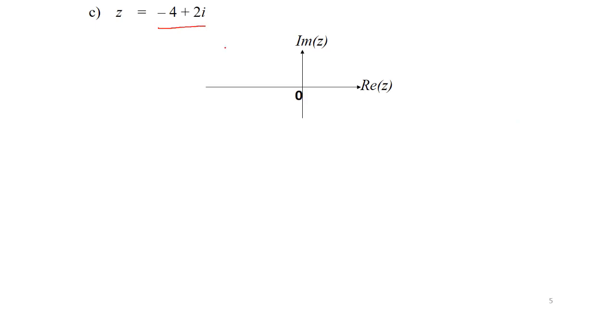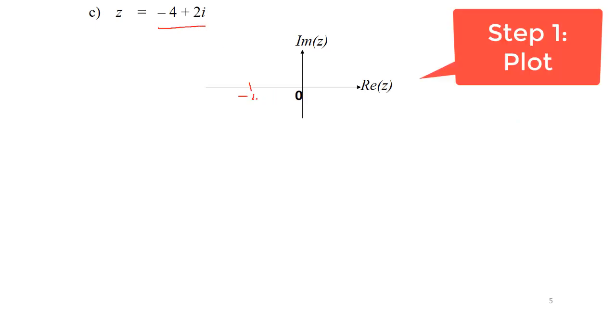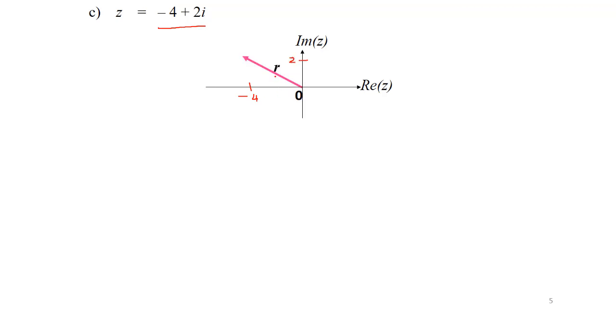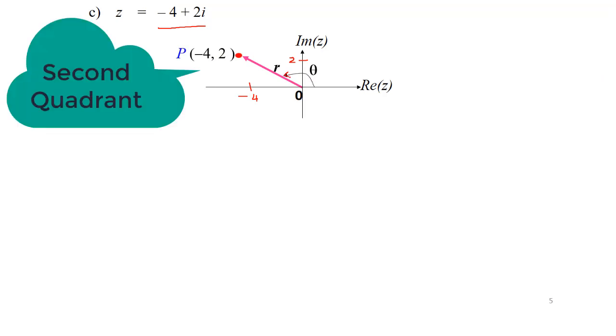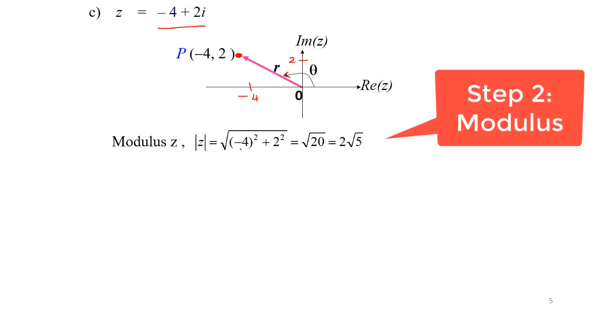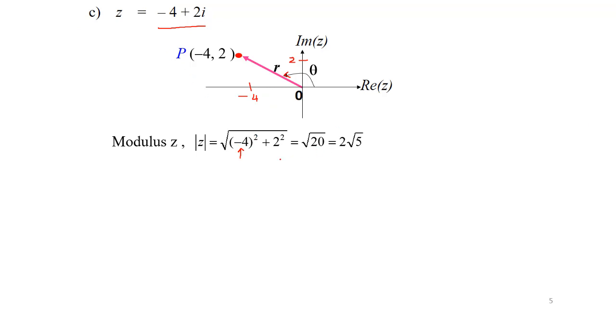Next, we have negative 4 plus 2i. The first step is to sketch negative 4 on the real axis and 2 on the imaginary axis. Then we have r, and point P is in the second quadrant, so theta is rotating anti-clockwise. The second step is to find the modulus. Don't forget to substitute a squared, that is negative, plus b squared, and then we get the answer. To find the argument, we first find alpha, the reference angle, arctangent b over a. Here we ignore the negative sign, then we calculate in radians.